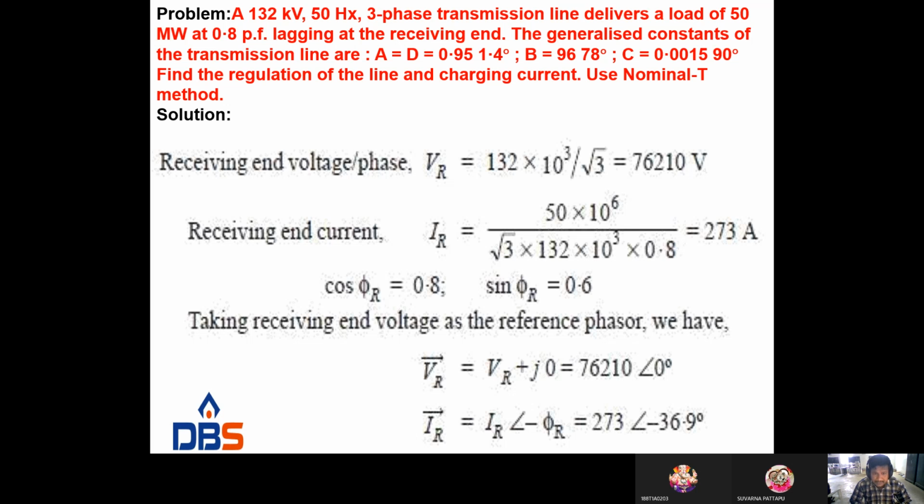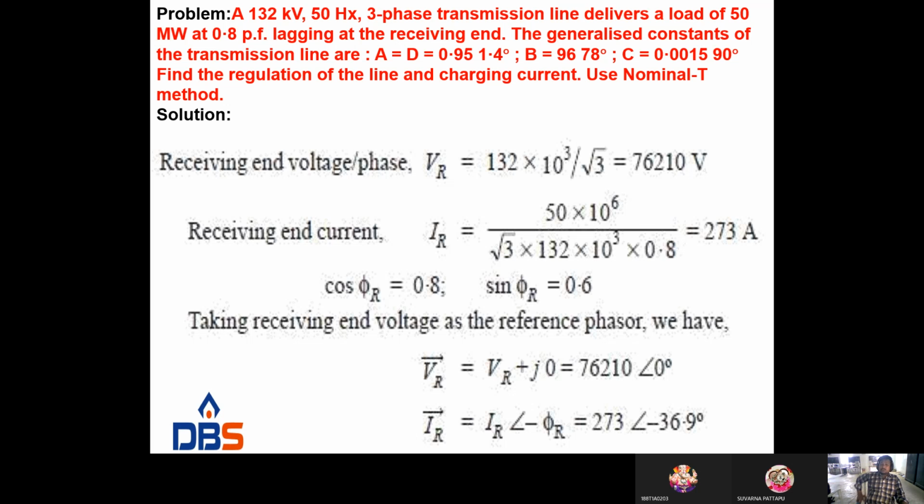A 132 kV 50 Hz 3-phase transmission line delivers a load of 50 megawatt at 0.8 power factor lagging at the receiving end. The generalized constants of the transmission line are A equal to D equal to 0.95 at an angle 1.4 degrees, B is equal to 96 at an angle 78 degrees, C is equal to 0.0015 at an angle 90 degrees. Find the regulation and charging current using the nominal-T method.